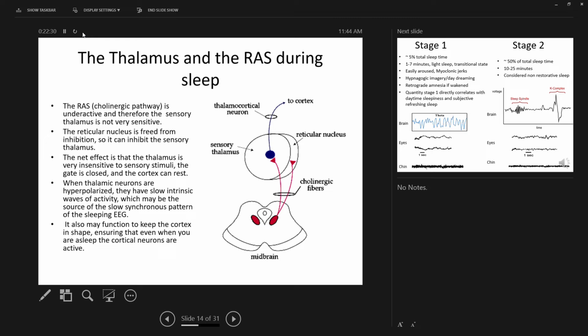When the thalamic neurons are hyperpolarized, they have slow intrinsic waves of activity, which may be the source of the slow synchronous patterns that we see on the sleeping EEG, and we'll talk about that another time. It also may function to keep the cortex in shape, ensuring that even when you are asleep, the cortical neurons are still active.